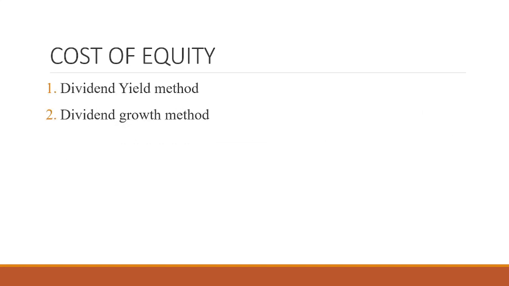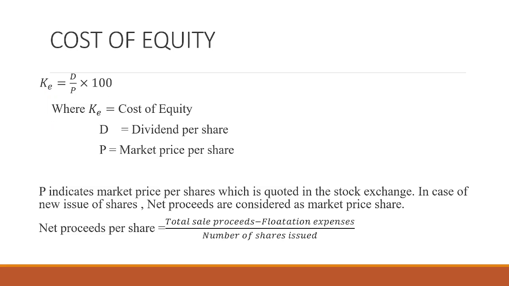Now we see that there are two methods of calculation of cost of equity. The first method is the dividend yield method and the second method is the dividend growth method. So in this session, let us understand the first method of calculation of cost of equity, that is the dividend yield method. Under the dividend yield method, the cost of equity can be computed like this. Cost of equity KE is equal to D divided by P into 100, where KE is the cost of equity, D is the dividend per share, and P is the market price per share.